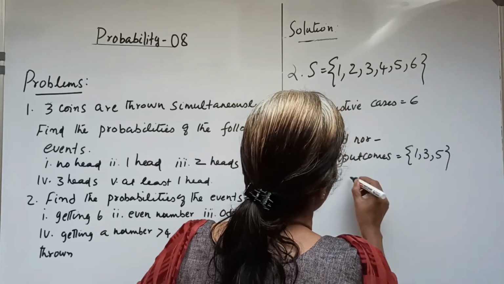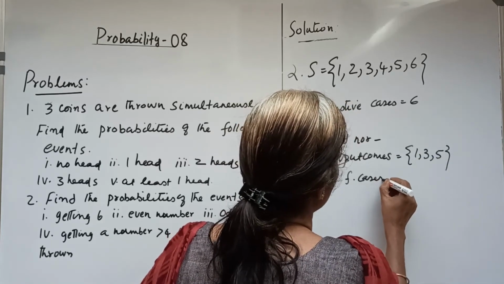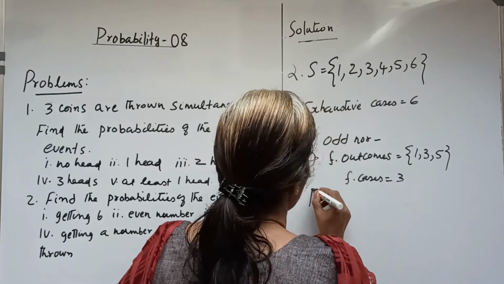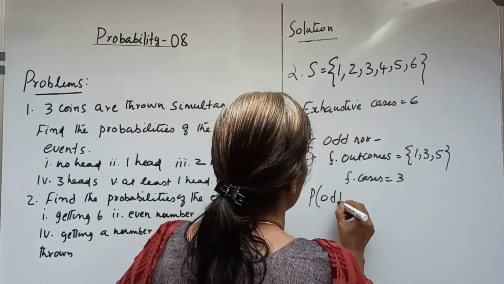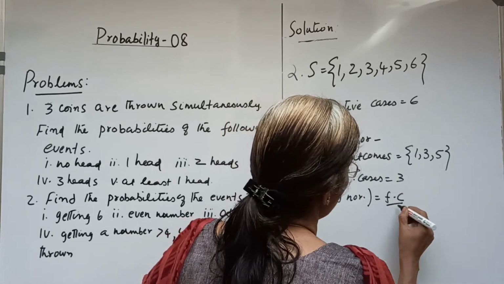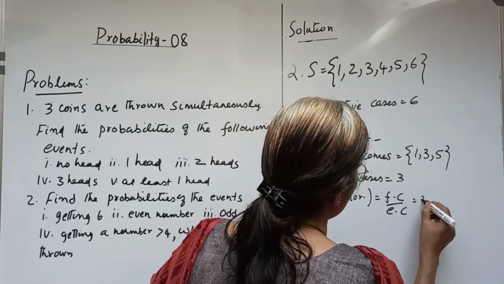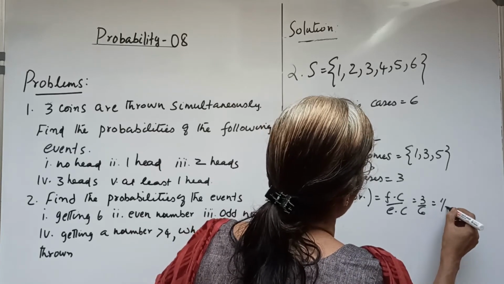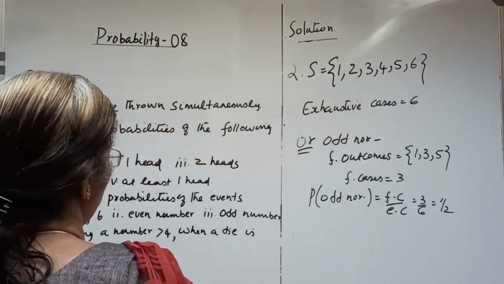Okay, so the favorable cases equal 3. So the probability of an odd number can be obtained directly using favorable cases by exhaustive cases, equal to 3 by 6, equal to 1 by 2.